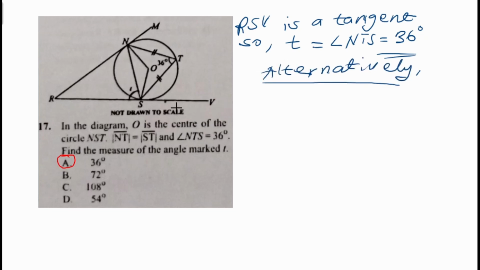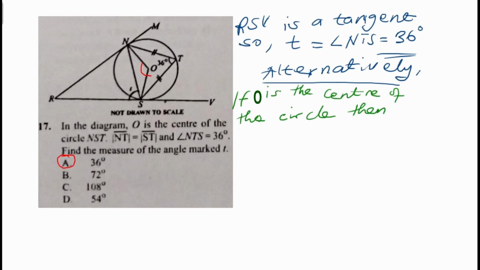So with that, we'll say that if O is the center of the circle, then taking the chord NS, this angle NOS will be twice the angle NTS, which is one of the circle theorems. Let me write that quickly. Right, so if this is the center of the circle, then the angle NOS will be twice angle NTS, and that will give us 72, which is 36 times 2.